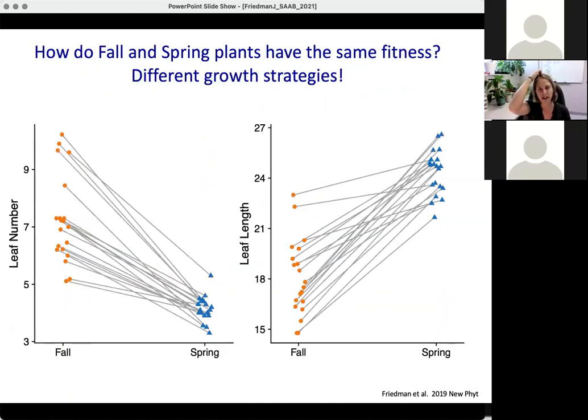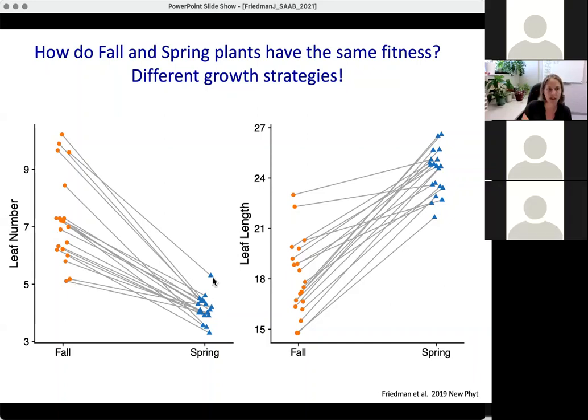Well, we think that they have different growth strategies. So I could switch slides here quickly, but I want you to see that I've completely changed the data here. Now I'm showing you leaf number in the first panel and leaf length in the second panel. And what you can see is that the fall plants make more leaves. So they're bigger plants with more leaves than those spring plants, but actually those leaves are smaller. So the spring plants have larger leaves.